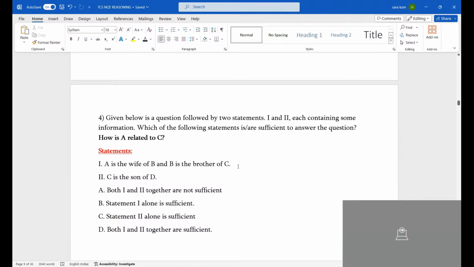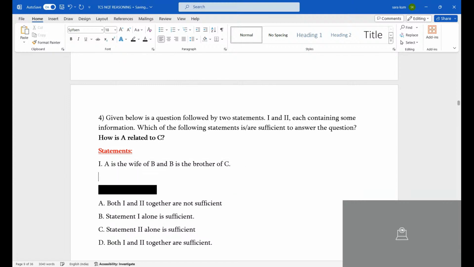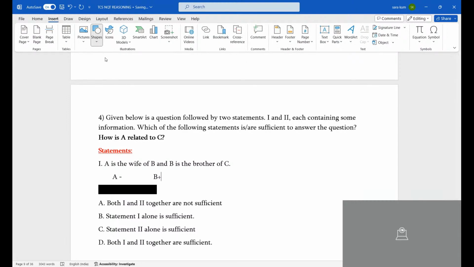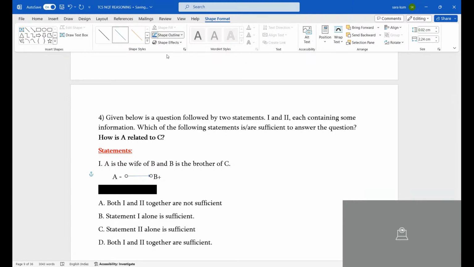Here, let's check one alone. When you're checking one alone, the second one should not exist. So right now for me only statement one exists. So what does statement one say? A is the wife of B. So A is the female, B is the male, and A is the wife, which means this here is a couple relationship. Like I told you, for a couple relationship, you should use a double-headed arrow mark, like how I'm using it here.